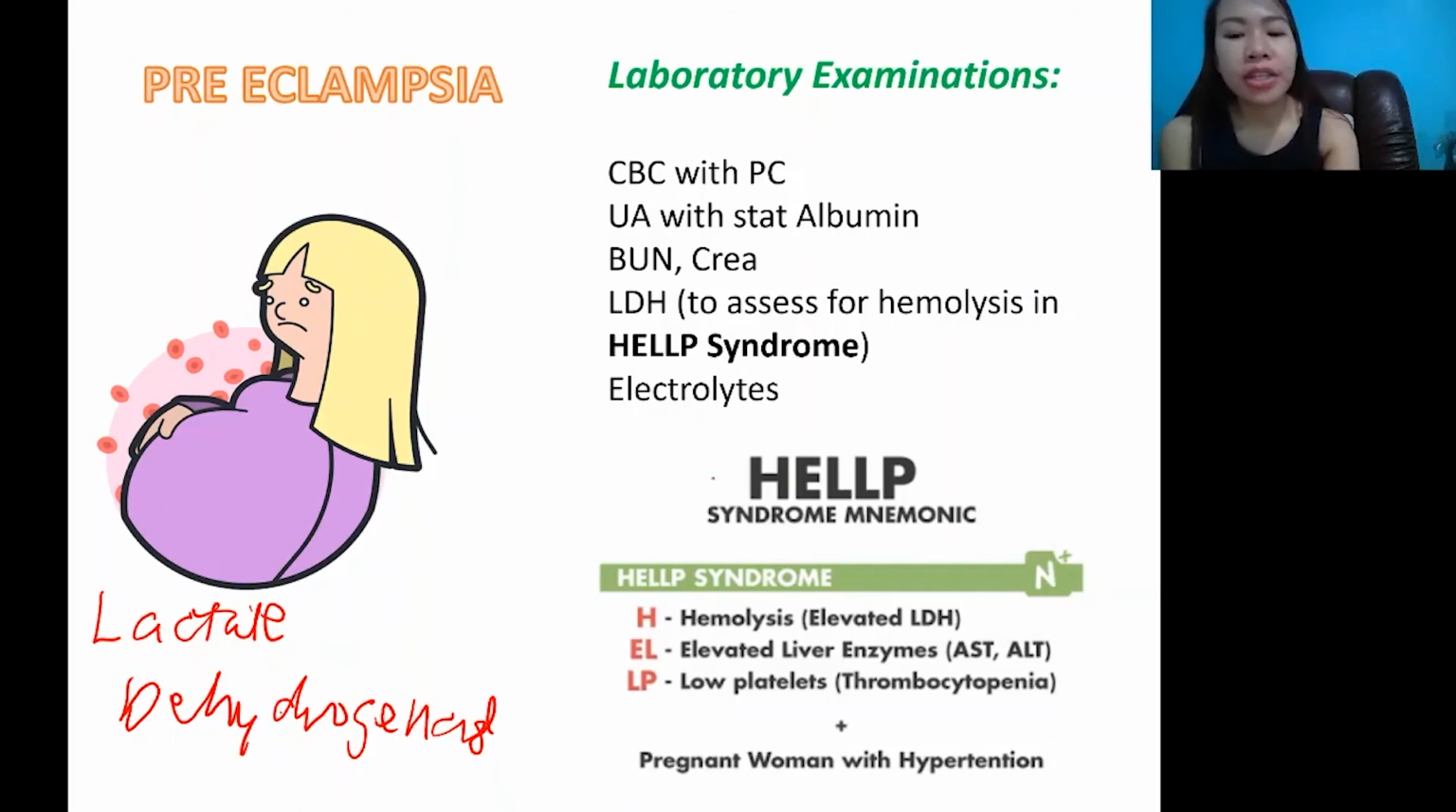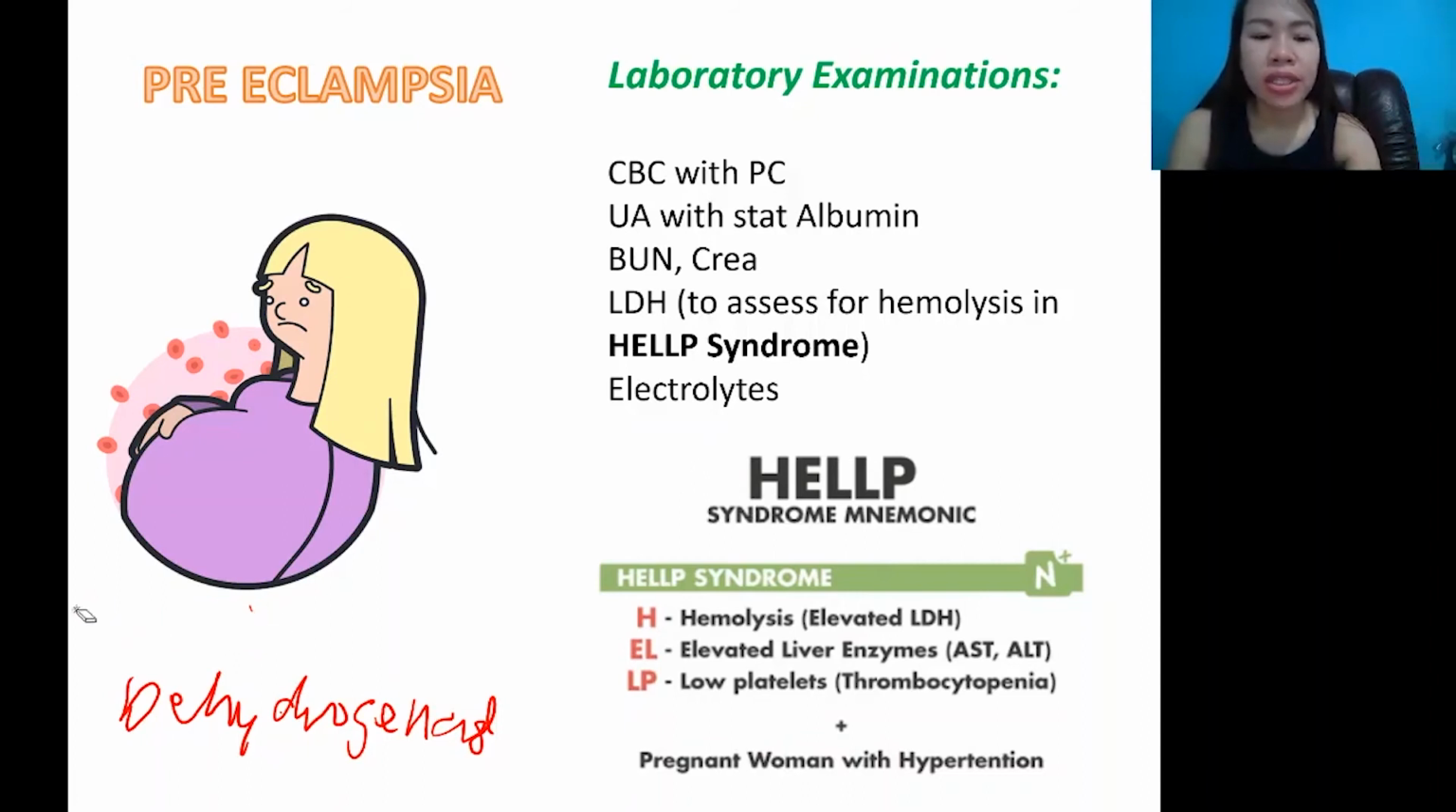So, Doc, ano nga ba yung HELLP syndrome? So, we have here a mnemonic. Letter H stands for hemolysis. Yung sabi natin kanina, lysis stands for breaking down or death of the red blood cells. So, this is manifested by an elevated lactate dehydrogenase. EL stands for elevated liver enzymes. Ano ulit yung liver enzymes natin? AST and ALT. Aspartate aminotransferase and alanine aminotransferase. And LP stands for low platelets. So, low platelet, thrombocytopenia. So, class, pag nakita natin ang HELLP syndrome, tapos buntis siya at may hypertension, we call this HELLP syndrome. Nakakatakot ba ito? Yes. Pwede bang mamatay ang mother dahil sa HELLP syndrome? Yes. So, it is our responsibility, class, to check on the symptoms.